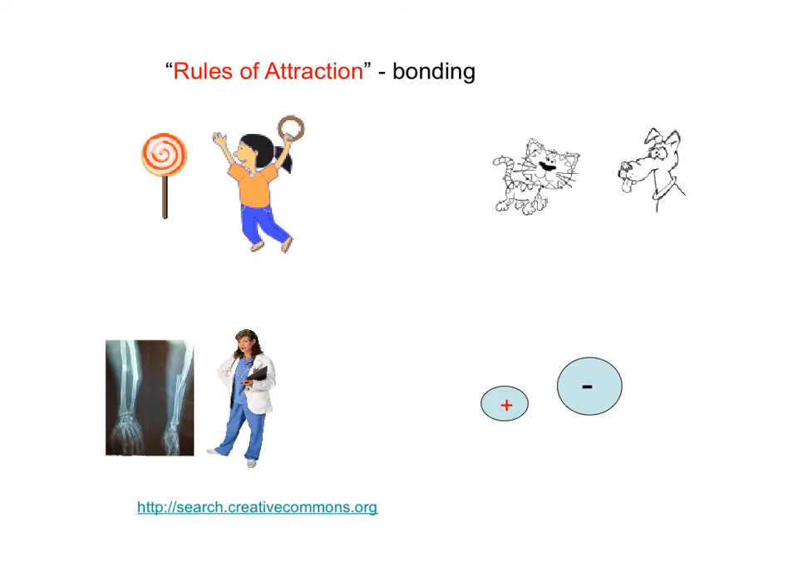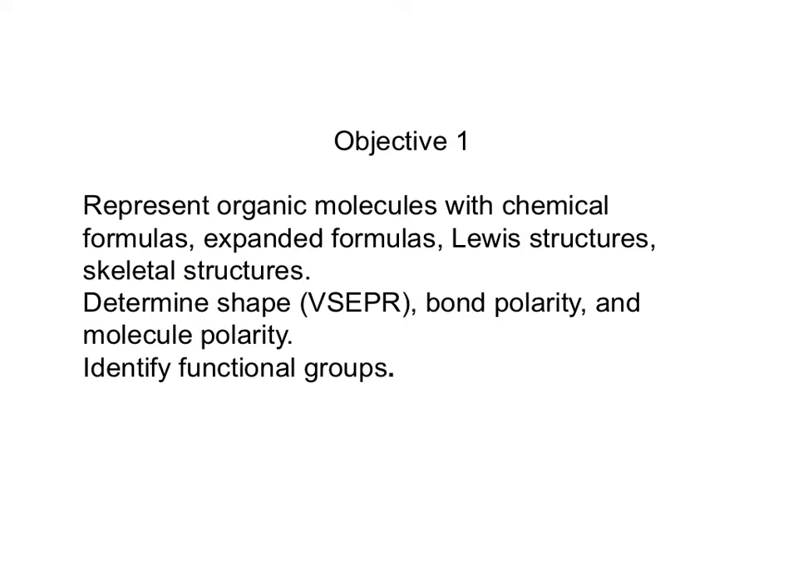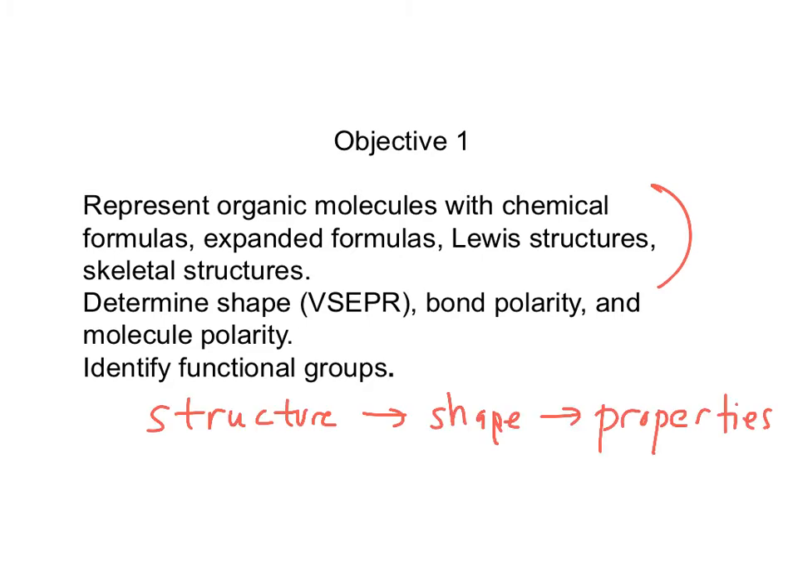So, how is a lollipop and child, broken leg and doctor, dog and cat, and positive and negative charge related? In objective 1, we want to be able to represent organic compounds in different ways and then determine the shape, because shape will help us determine properties.